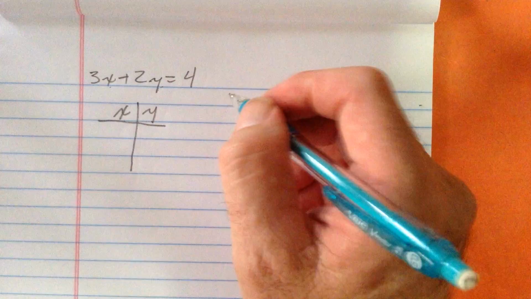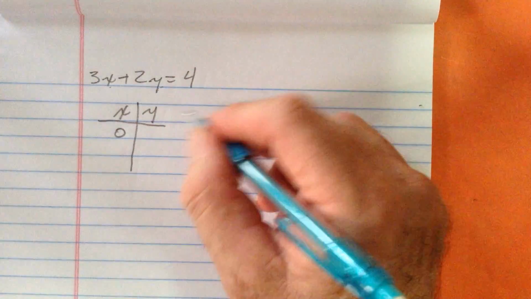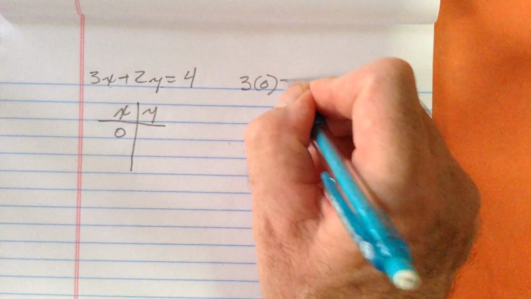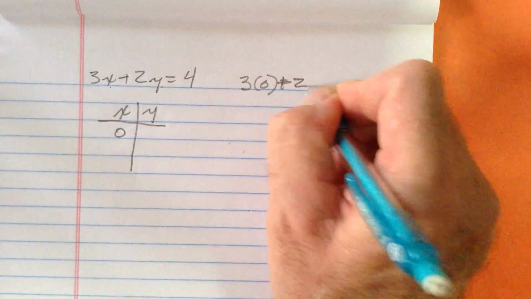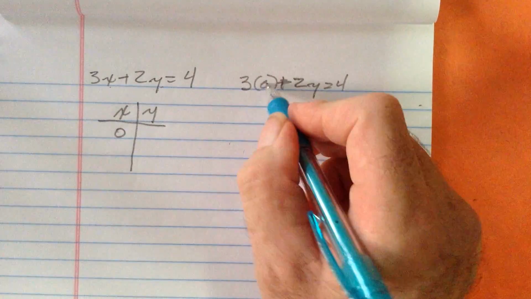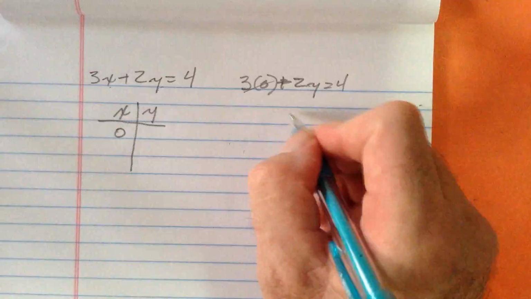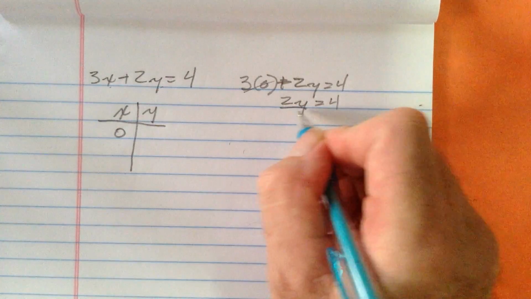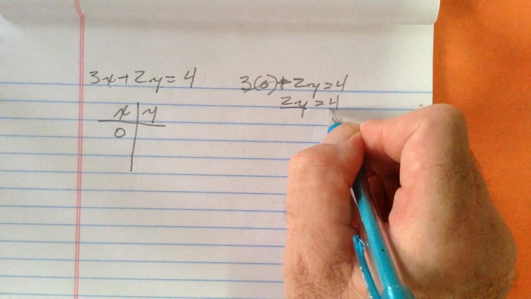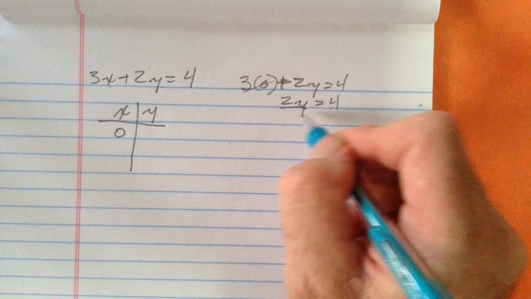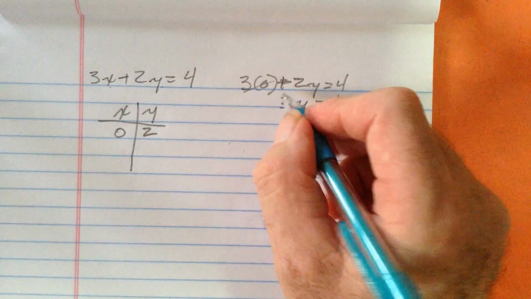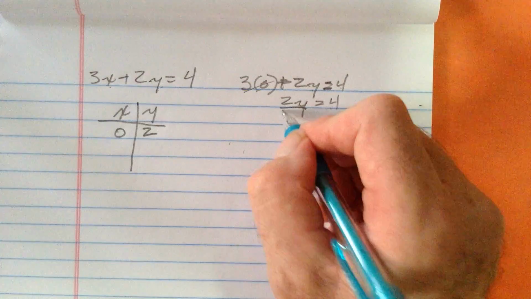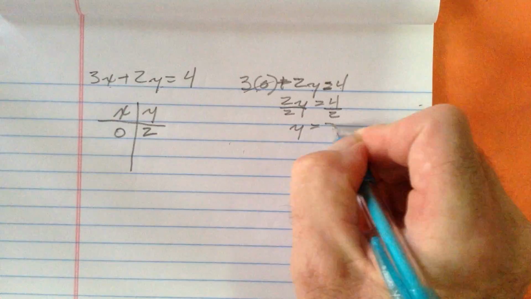When I do these, I usually like starting with x is 0 because that usually eliminates it. 3 times 0 plus 2y equals 4. So 3 times 0 is 0, so that goes away. I end up with 2y equals 4. So 2 times something equals 4. Obviously 2 times 2 is 4, so y would be 2. So if x is 0, y would have to be 2 in order for this side to equal 4. Or divide by 2 on both sides and y equals 2.